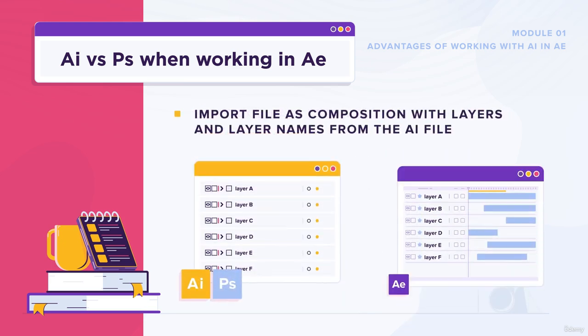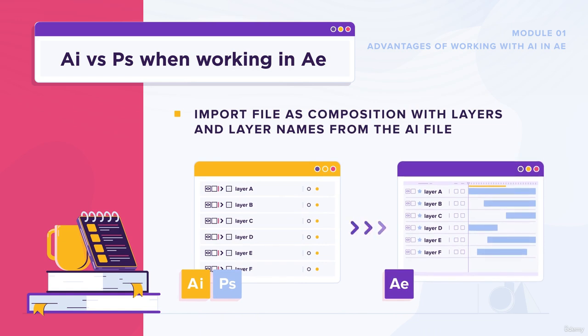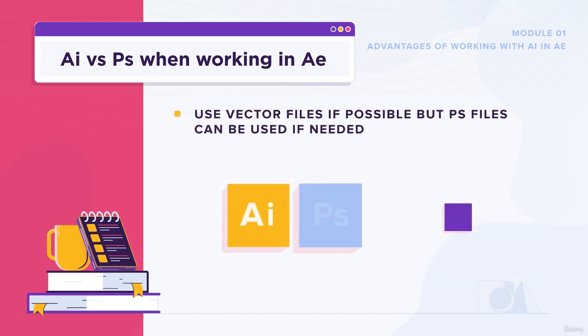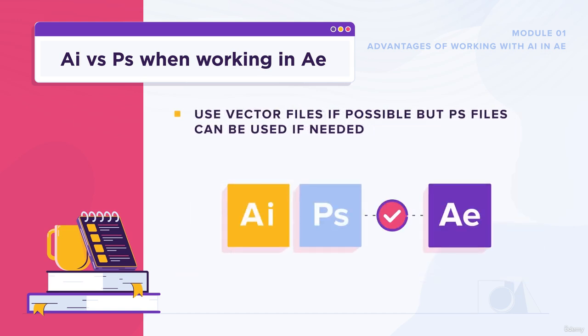Import files as compositions with the same layers and layer names from the original Illustrator file. This is something that both Illustrator and Photoshop can do, but vector layers have far more options as we discussed earlier. This doesn't mean that Photoshop files should never be used for a project, as we know requirements may vary from one project to another. If your project allows for it, consider using Illustrator for all your asset design to create the best possible workflow.